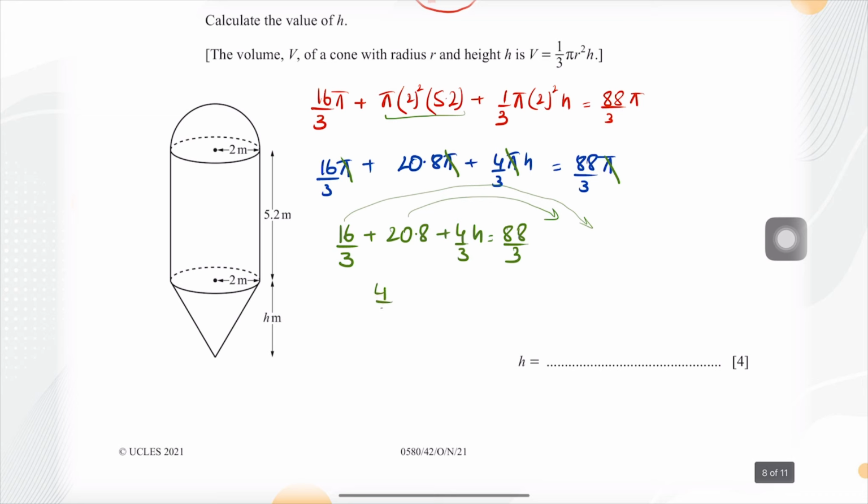So here's what we're looking at. We're looking at 4 upon 3h, which is equal to 16 upon 5. Now 16 upon 5 gets multiplied by 3, and then you divide it by 4. So h is equal to 12 upon 5, or you can write it as 2.4 meter. And there you go. That's your answer.